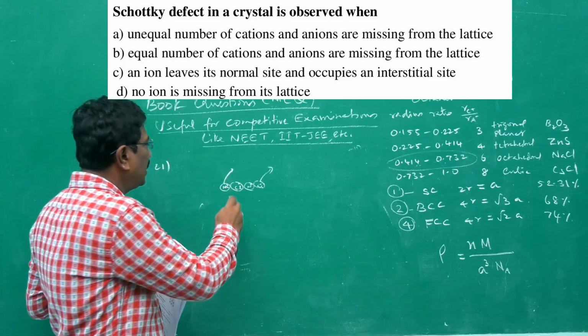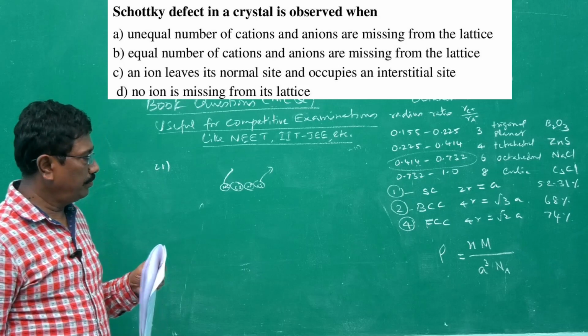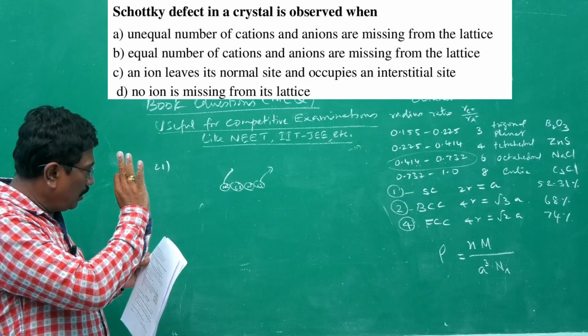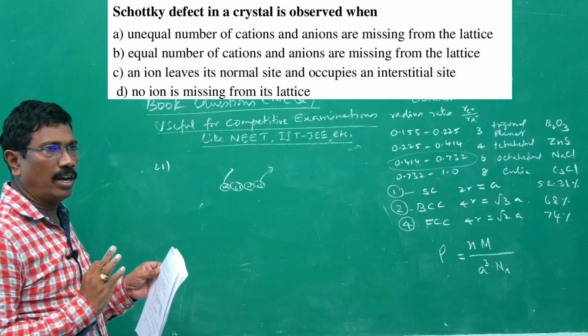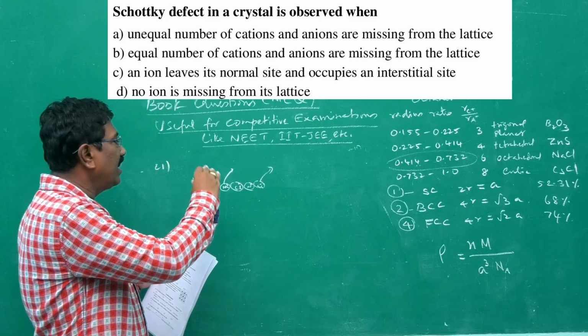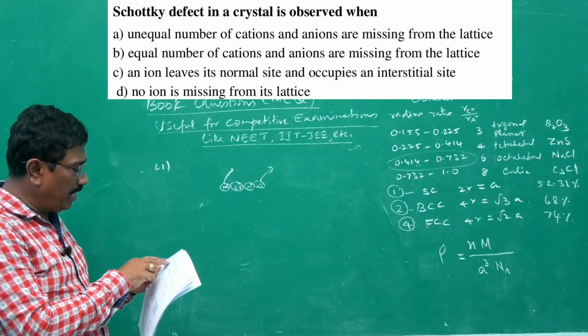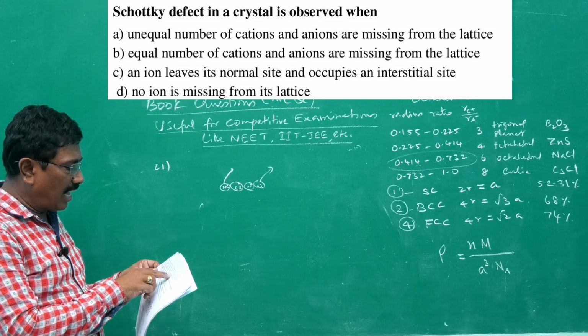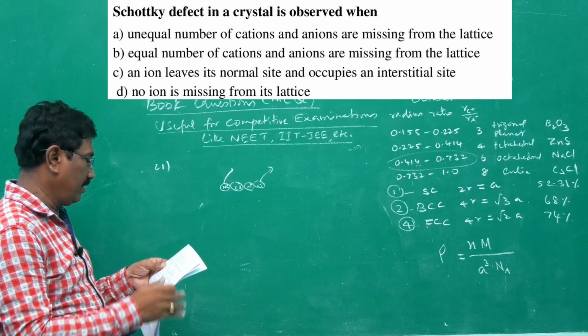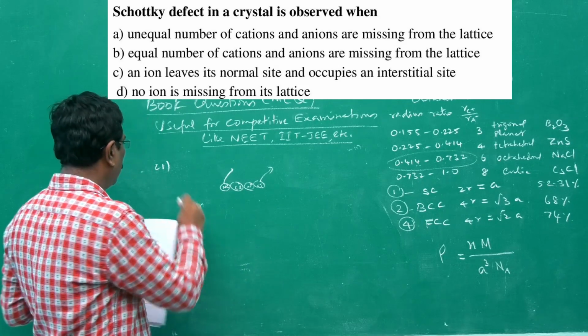It is because of that the density gets reduced. The crystal on the whole will be neutral, but the density gets reduced. So, correct option will be B. Equal number of cations and anions are missing from the lattice. All right. Then question number 22.